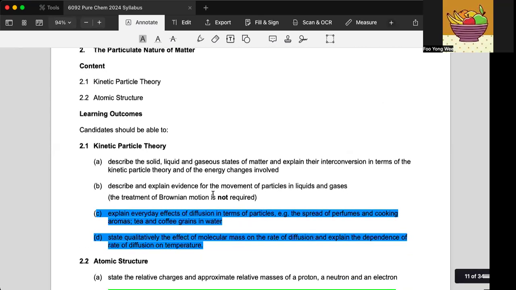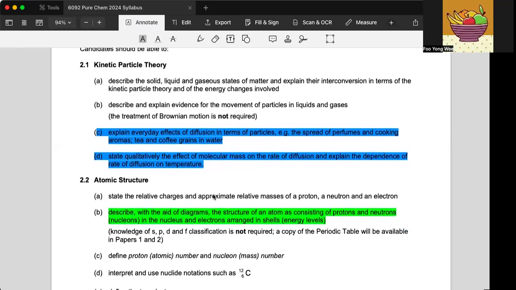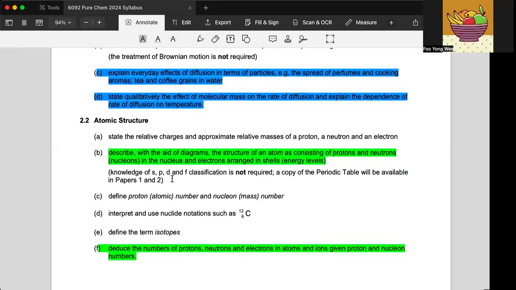For the next topic, particulate nature of matter, do pay attention to those in blue and not highlighted or yellow. This includes diffusion. Then atomic structure, on isotopes.